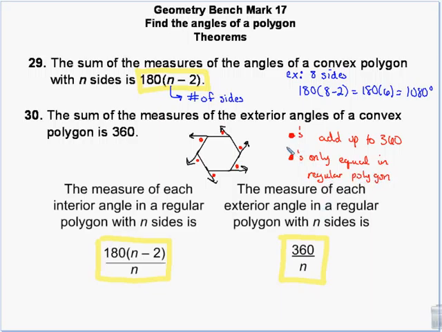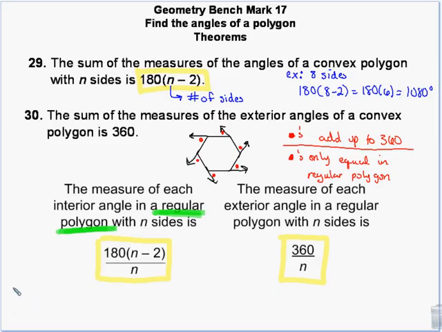So they always add up to 360, but they're only equal in a regular polygon. Then you have, if you want to find out, let's say we had this octagon, right? And I want to find out how much each angle on the inside is, but it has to be a regular polygon. Okay? So that means all the sides and all the angles are the same length.